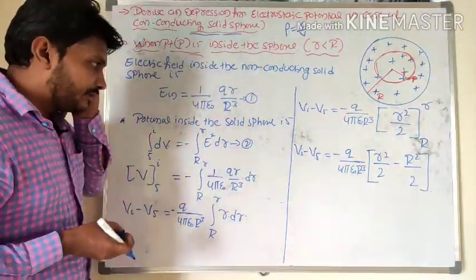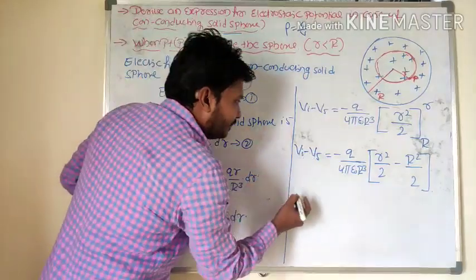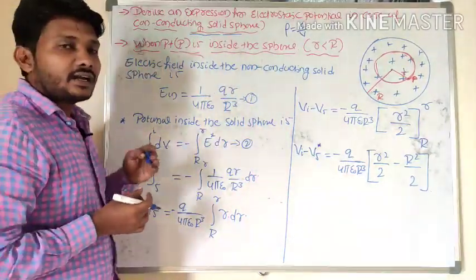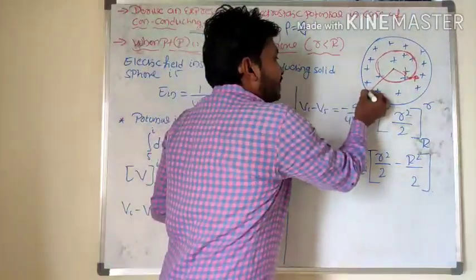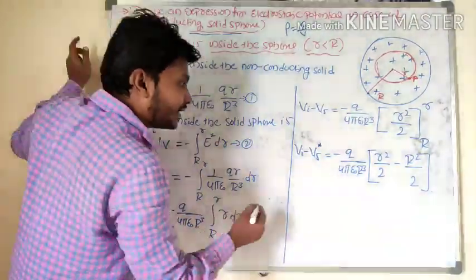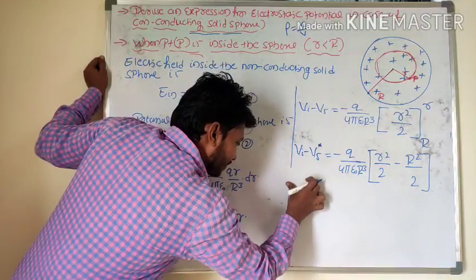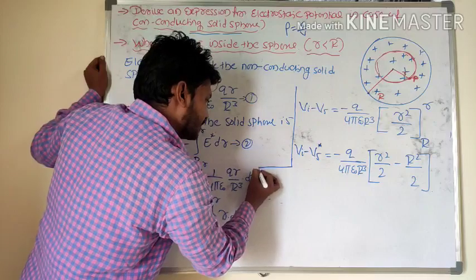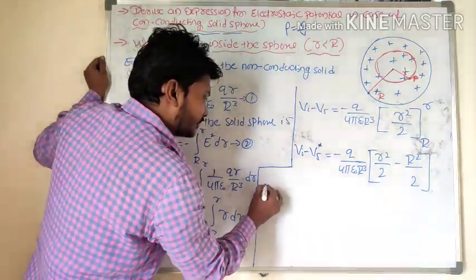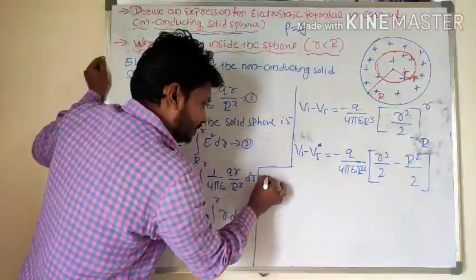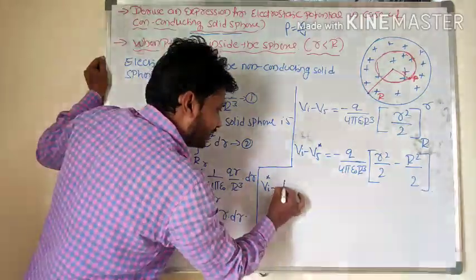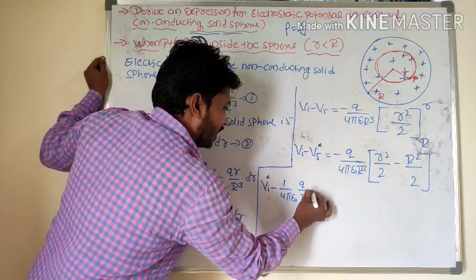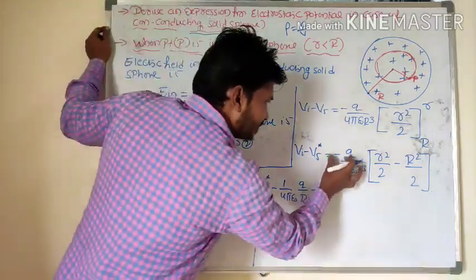Next I will simplify this equation further. Look at here, what will be the equation for electrostatic potential on the surface of the solid sphere? I said the same equation earlier. I will write the equation for the electrostatic potential on the surface of the solid sphere. V at the surface, this value I need to find out here. Surface means 1 by 4 pi epsilon naught q by R here. So I will simplify here.